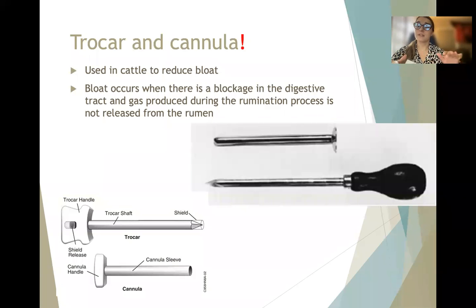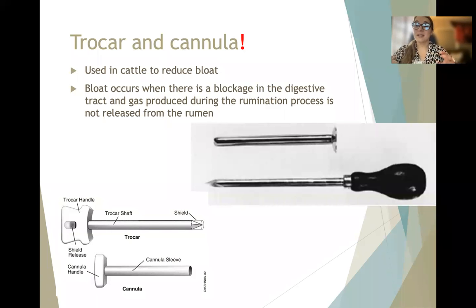They are ruminants, versus our dogs and cats, which are monogastric. So the components and anatomy of their stomach vary. With ruminants, we can see they produce a lot of gas during that rumination, that digestion process. And sometimes there can be blockages or twisting to where that gas is unable to be released.